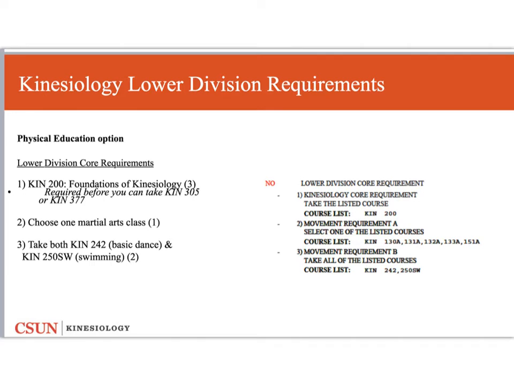If you're a physical education option, your lower division core requirements are slightly different. You're still going to need the Kin 200, so that's not different. But rather than those three movements, the dance, the sport, and the fitness, you need to choose one martial arts class, and the DPR will give you a list of the martial arts classes you have to choose from. You need to take a basic dance class, which is Kin 242, and you need to take a swimming class, which is Kin 250 SW.